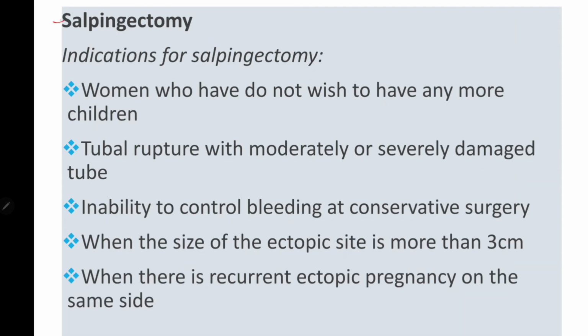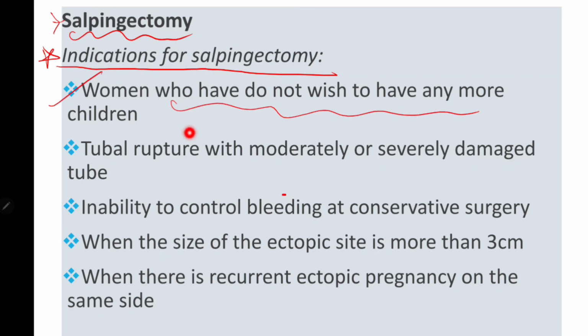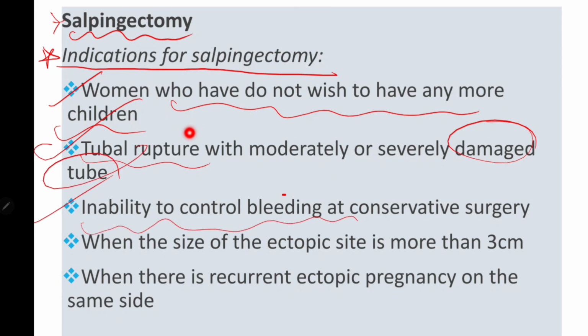Now, moving on to salpingectomy. What are the indications of salpingectomy? Women who do not wish to have any more children is an indication. Tubal rupture with a moderately or severely damaged tube is another indication. Inability to control the bleeding at conservative surgery: if during conservative surgery the bleeding is uncontrollable, then we are going to do salpingectomy.